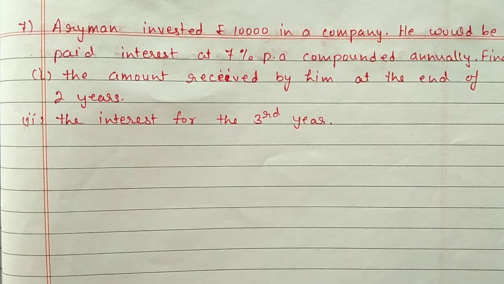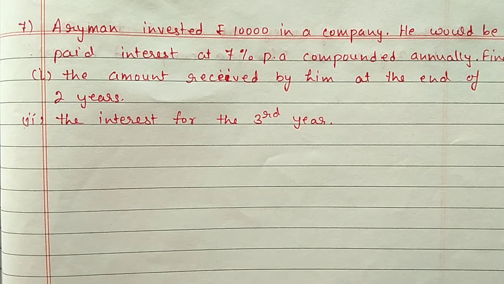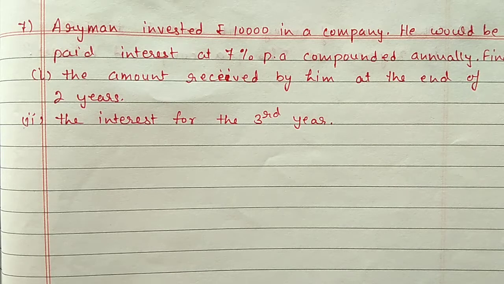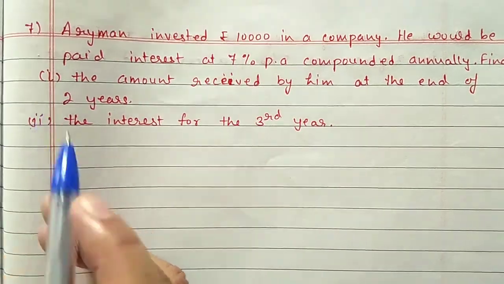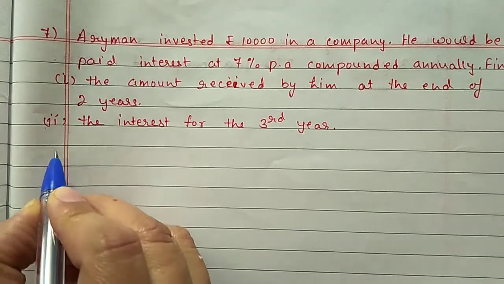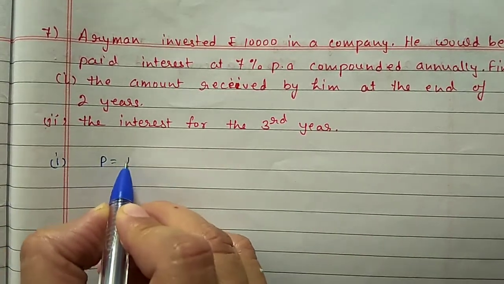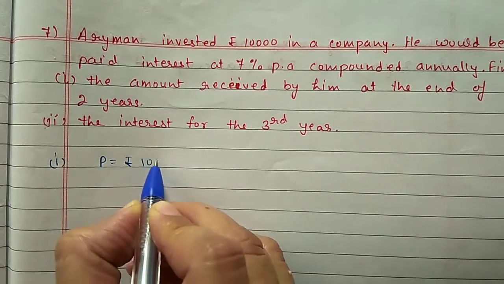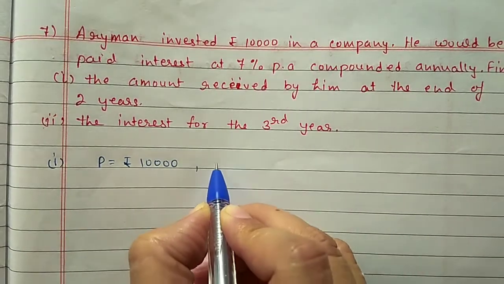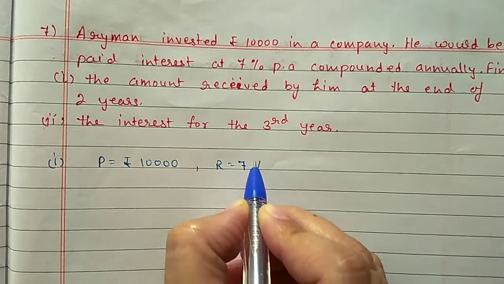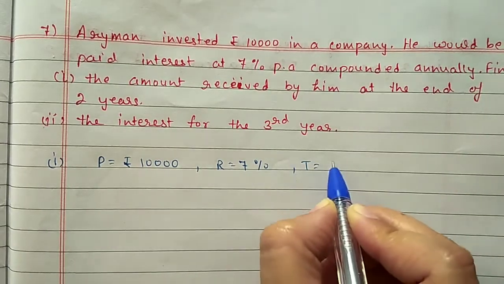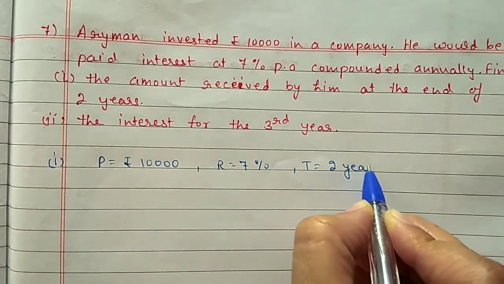Next, question number 7. Aryaman invested 10,000 rupees in a company. He would be paid interest at 7% per annum compounded annually. Find the amount received by him at the end of 2 years. So first part we are doing first. After 2 years we have to find out the amount. So principal money is given here, 10,000. Rate of interest is given, 7%, and time we have to find out after 2 years.